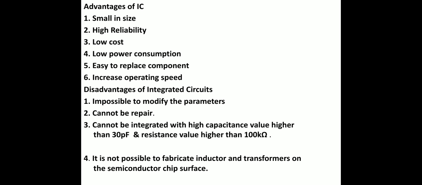What are the disadvantages of integrated circuit? It is impossible to modify the parameters, that is, the value of components cannot be changed after manufacturing. It cannot be repaired. It cannot be integrated with capacitance value higher than 30 picofarad and resistance value higher than 100 kilo ohm. It is not possible to fabricate inductor and transformer on the semiconductor chip surface. It is possible in discrete circuit.